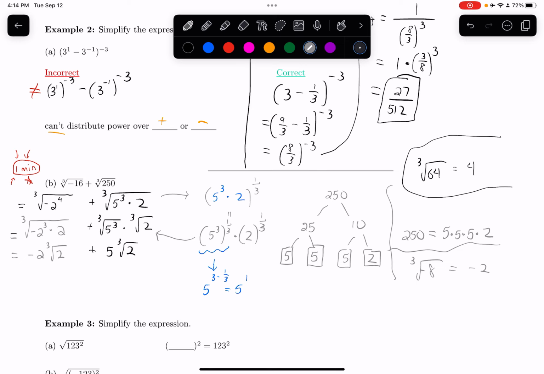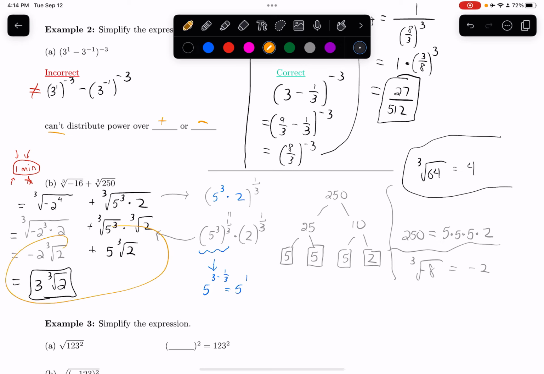Now I have some like terms, because this first term has a cube root of 2, and this next term has a cube root of 2. So I have negative 2 cube root of 2 plus 5 cube root of 2. So that just becomes 3 cube root of 2. And that's my answer.